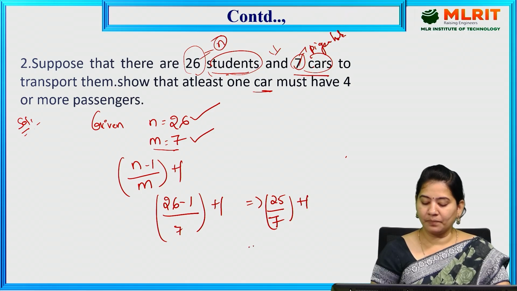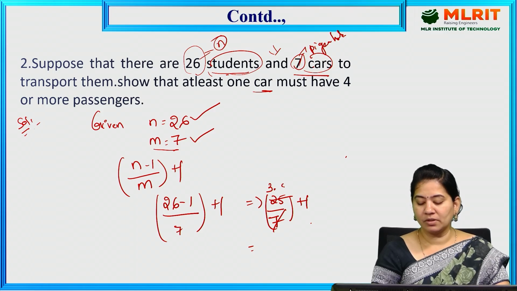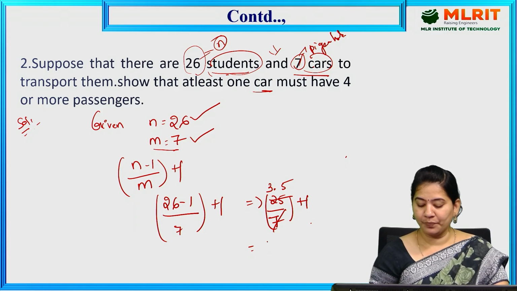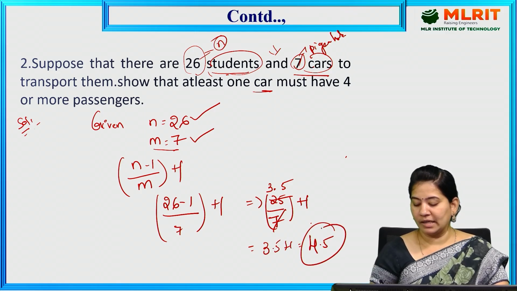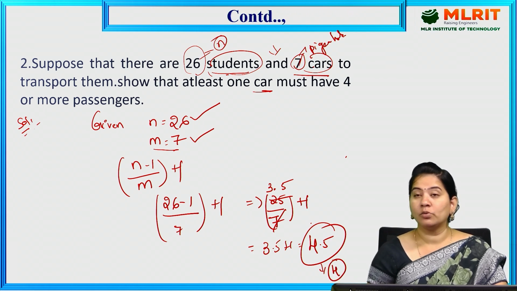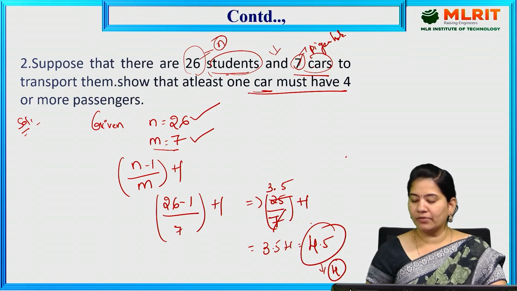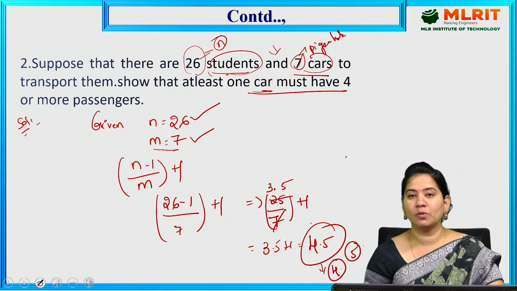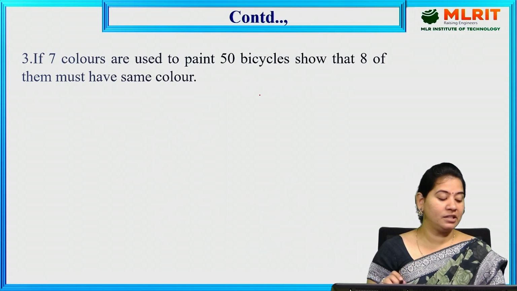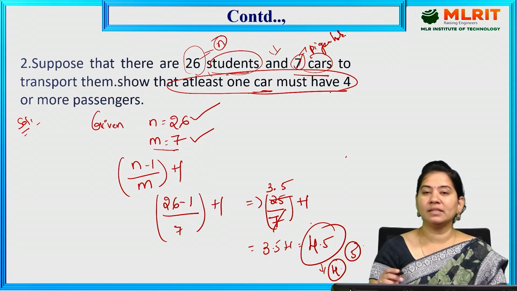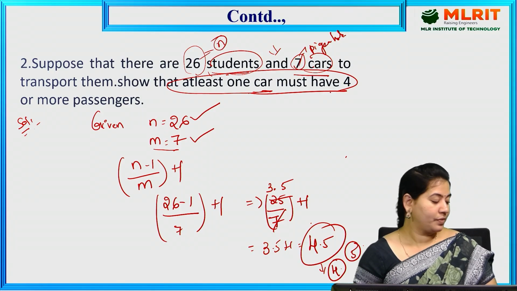So 25 by 7, plus 1. If you observe here, 7 threes are 21, and the leftover is 4, which is nothing but about 3.5. So 3.5 plus 1 is 4.5. You can consider it as 4, which means you must have 4 or more passengers. You can consider 4 or otherwise 5 also. It is not changing the meaning of the question, as we are going to get the answer 4 or more passengers. So this is the second question.